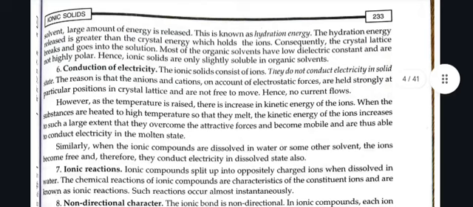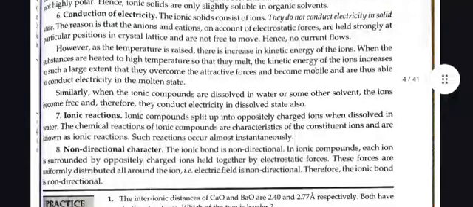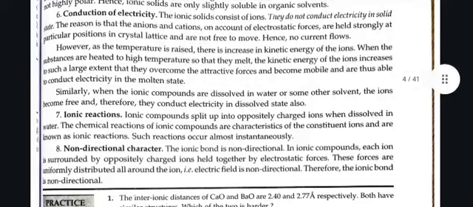Point number 6, conduction of electricity. The ionic solids consist of ions. They do not conduct electricity in the solid state. The reason is that the anions and cations, on account of electrostatic forces, are held strongly at particular positions in the crystal lattice and are not free to move, hence no current flows.